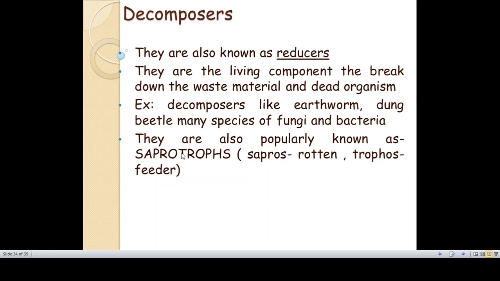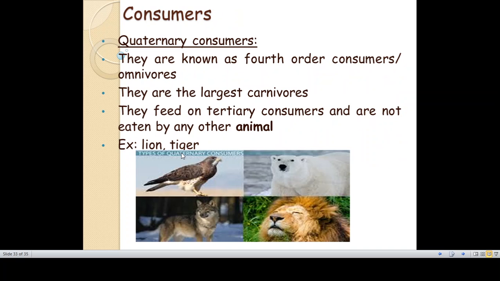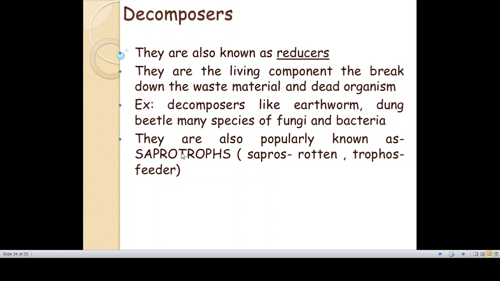Decomposers are also called reducers because they break down material which is in the form of a complex product. For example, whatever the animals, maybe a primary consumer, producer, herbivorous, secondary consumers, quaternary consumers, when they die, maybe by a natural process or unnatural process, these bodies have to be decomposed, and this decomposition takes place with the help of the organisms called decomposers.